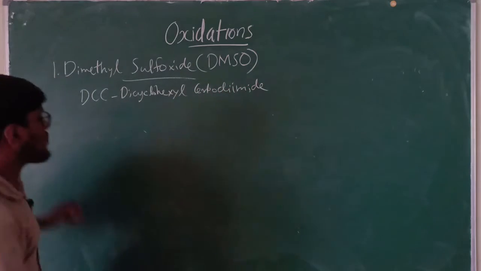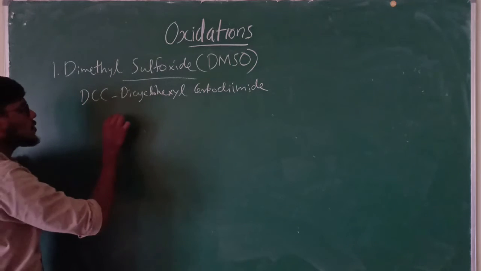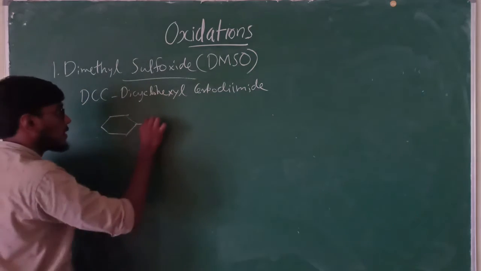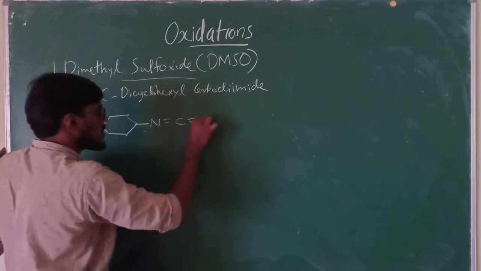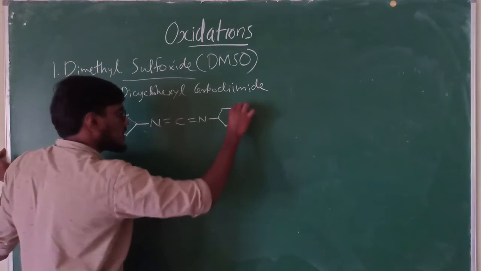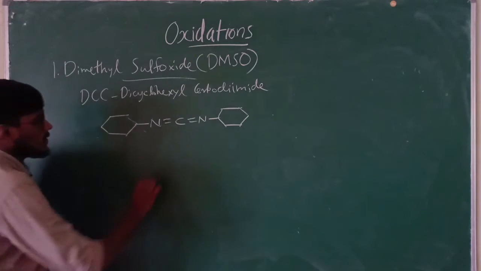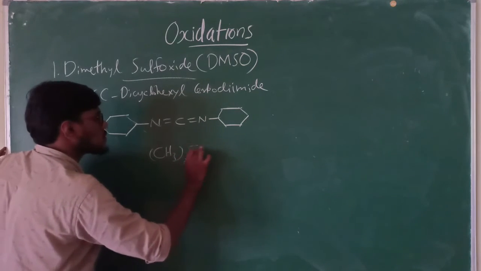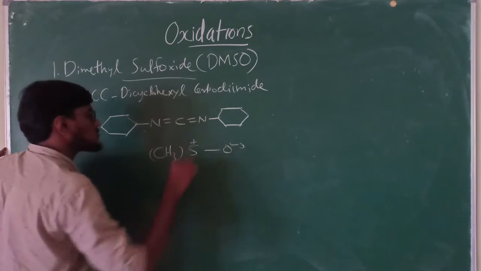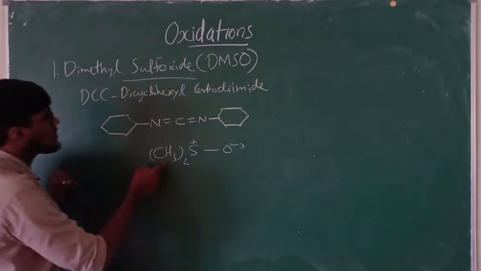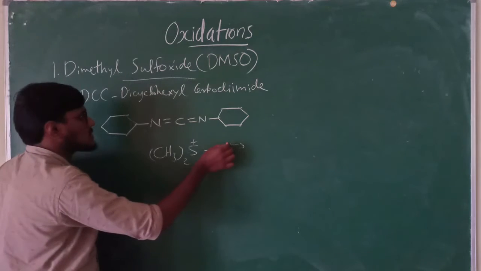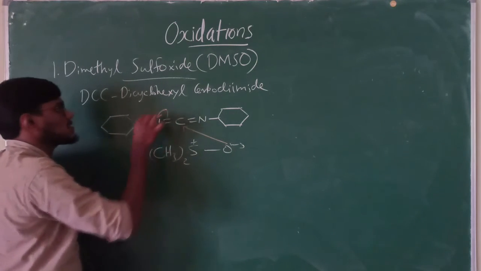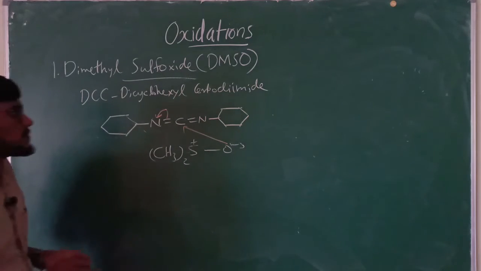Okay, then in the first step the activation of DMSO occurs using this dicyclohexyl carbodiimide, that is C double bond N. This is the dicyclohexyl carbodiimide. DMSO is CH3 twice, S plus, O minus. In the first step, this is DMSO, it attacks this carbon and this bond goes like this towards this nitrogen.